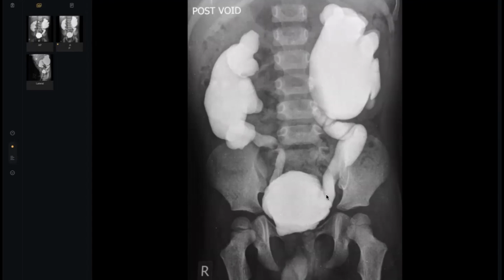But where is the center of the pathology here? Here, here. So we must think about reflux. What is the degree here? At least 4 or 5, because there is ballooning of the kidneys, most of the kidneys. This patient, if neglected, needs urgent urological consultation because his kidney is almost destroyed.